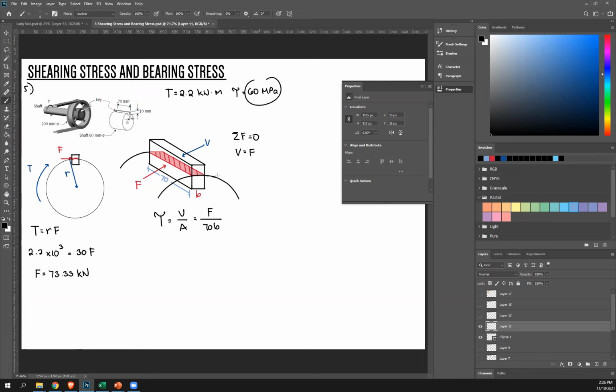And now let's plug in our values. 60 MPa equals force. Our force is in kilonewton, our stress is in Newton, so let's convert that again. So 73.33 kilonewton times 10 raised to 3 to convert it to Newton, all over 70B. B is what we're looking for. Please solve what's B.